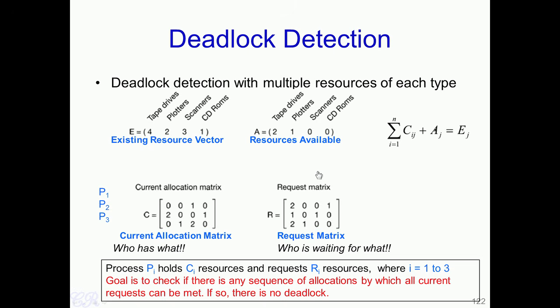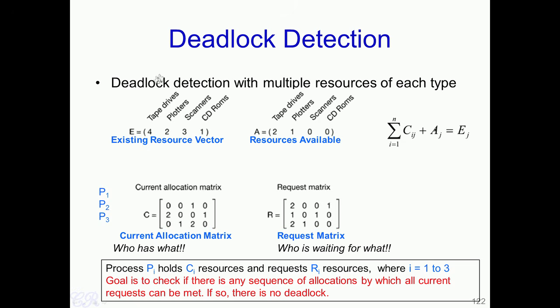Now, in addition to this, we have a request matrix, essentially which process is waiting for what is represented in this matrix. For example, process P1 requests 2 more tape drives and 1 CD-ROM. Process P2 requires 1 tape drive and 1 scanner, and process P3 requires 2 tape drives and 1 plotter.